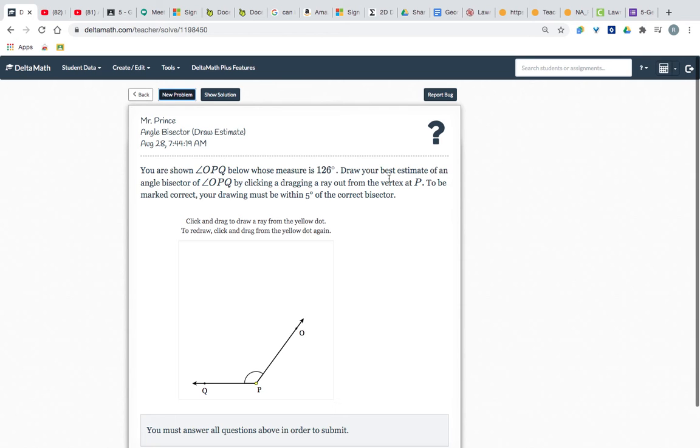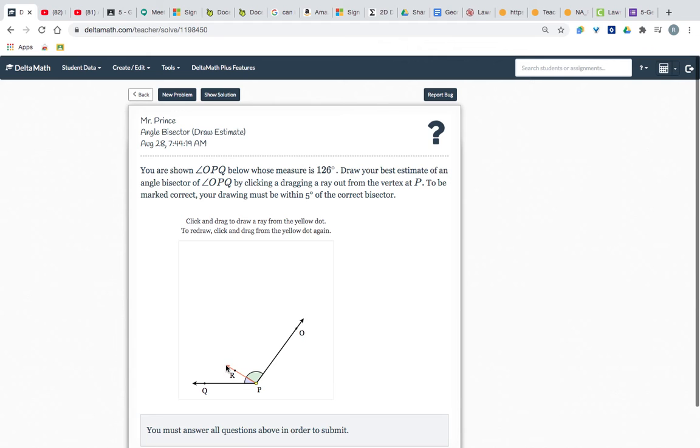Draw your best estimate of an angle bisector by clicking and dragging a ray out from the vertex. So click and drag. Then it says also, to be marked correct, your drawing must be within 5 degrees of the correct bisector. So if I'm clicking and dragging, I don't really want to look too much at the line. I want to look down here. This is where I want to look. This is showing me where my angle is.